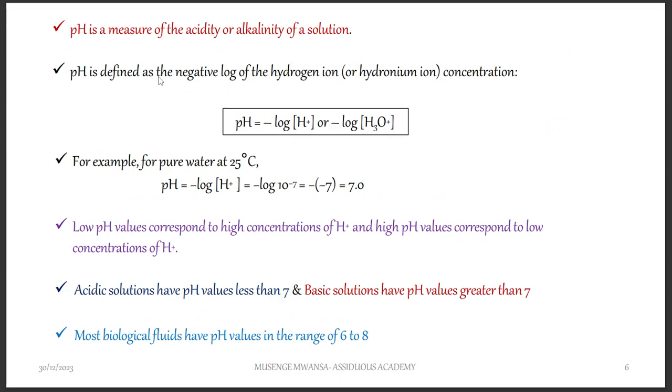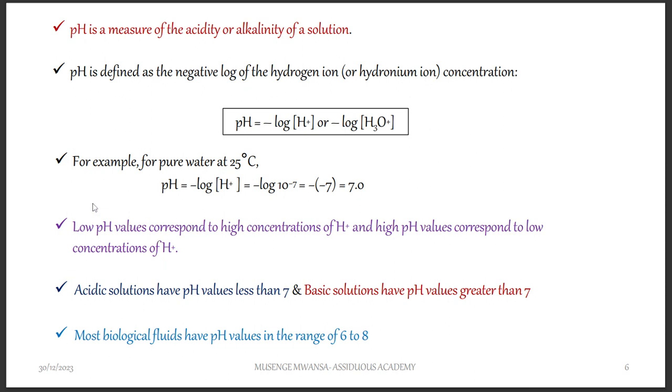So, what is pH by definition? pH is just a measure of how acidic or basic a solution is. And how you find pH, as we said, is given by the negative log of the concentration of hydrogen, or the negative log of the concentration of hydronium, because we said these are the same. And for pure water at 25 degrees, the pH is supposed to be 7.